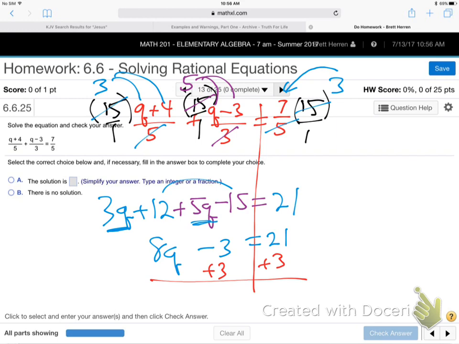So add 3 to both sides. So what do you got? 8, bring this down. 8q is 24. Last step. Divide by 8. Q is 3. And we got it.